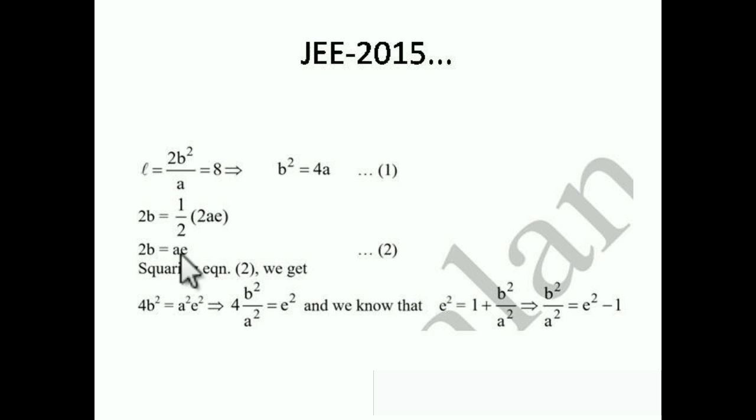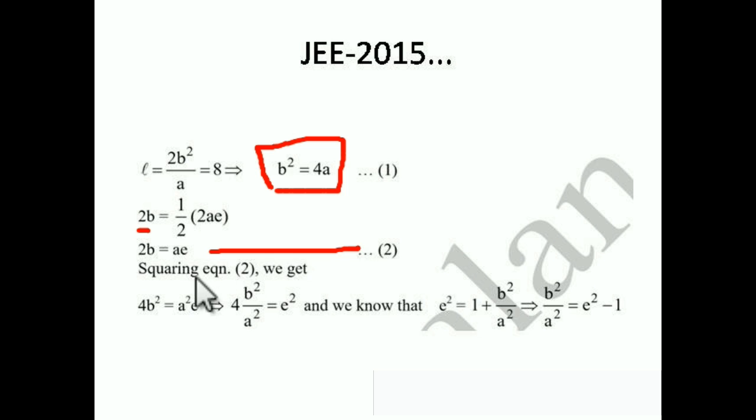We have the length of lateral rectum 2b square by a is equals to 8. That means b square is equals to 4a. Let's mark as equation number 1. Then we have length of conjugate axis is equals to half of length between two foci. That means 2b is equals to half of 2ae. 2 gets cancelled. That means 2b is equals to ae. Let's say it's equation number 2.